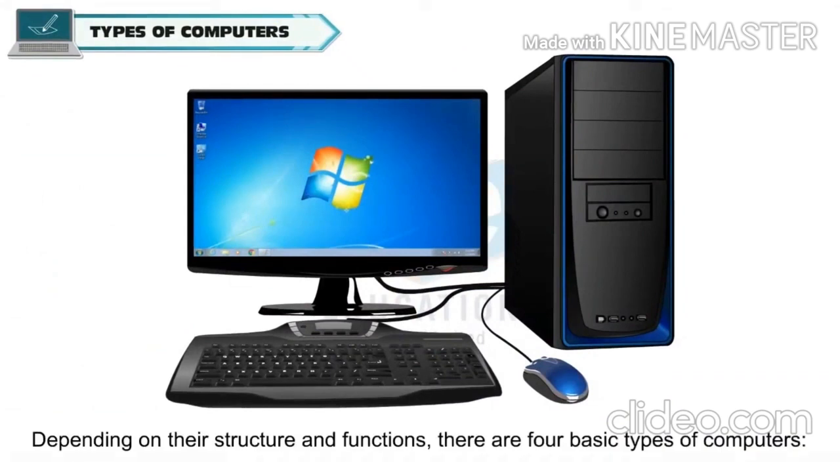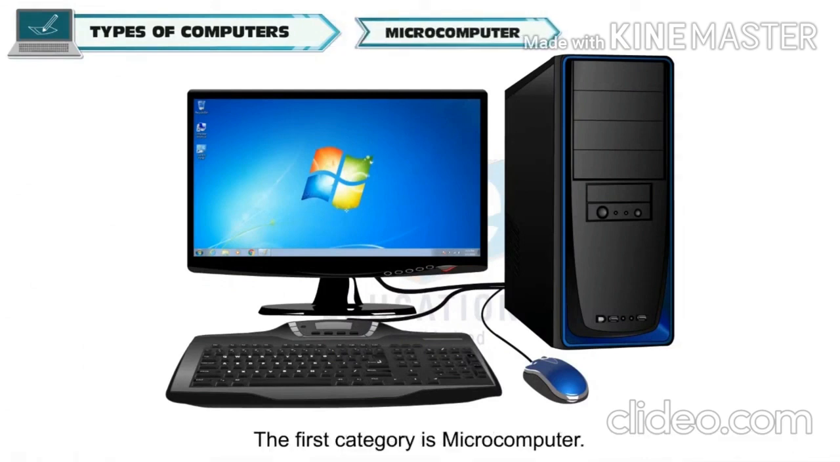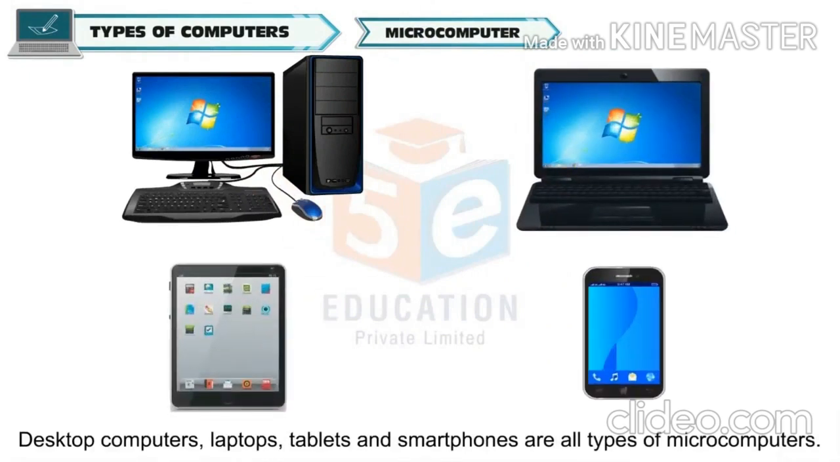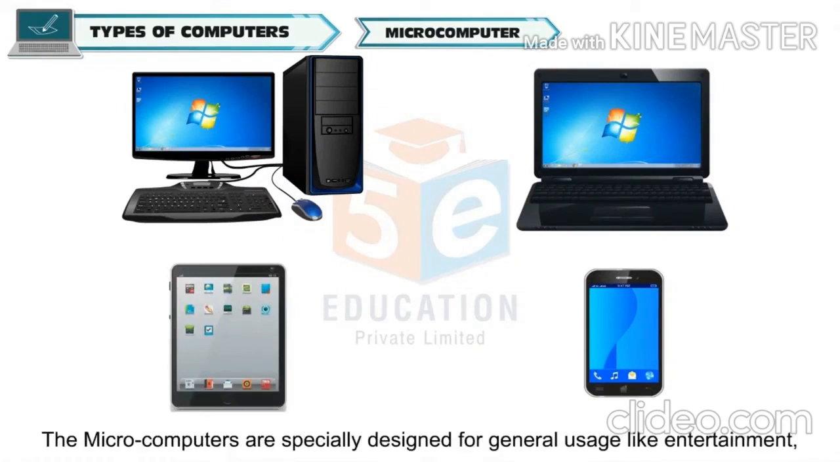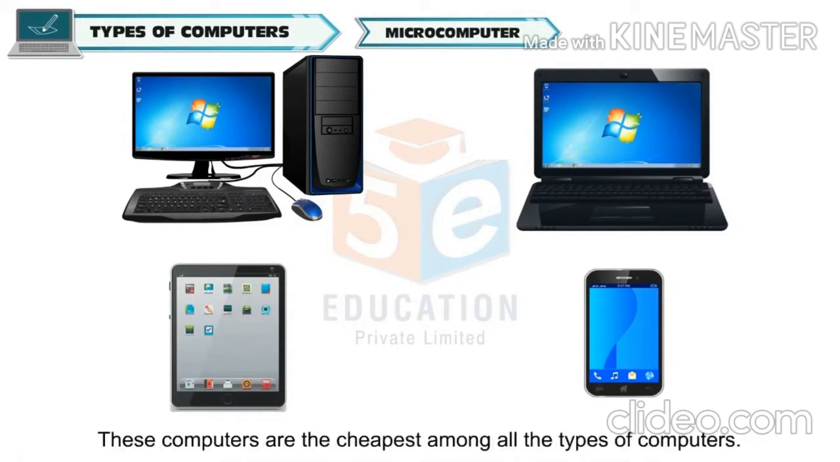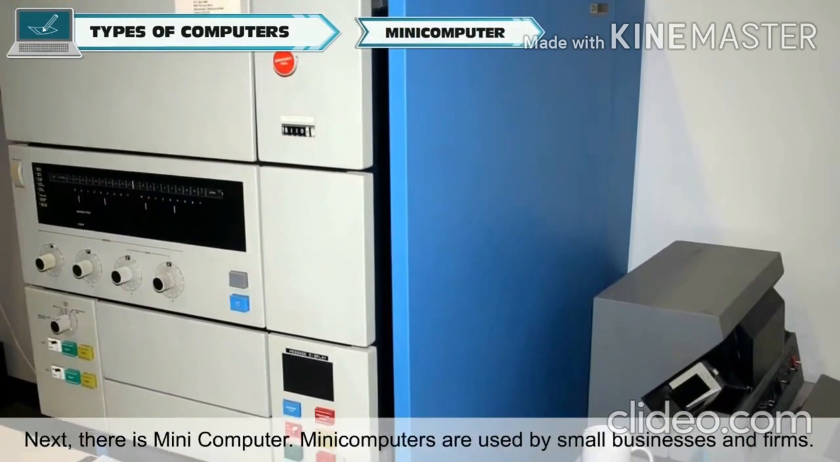Types of computers. Depending on their structure and function, there are 4 basic types of computers. The first category is microcomputer. Desktop computers, laptops, tablets and smartphones are all types of microcomputers. The microcomputers are especially designed for general usage like entertainment, education, and work purposes. These computers are the cheapest among all the types of computers.